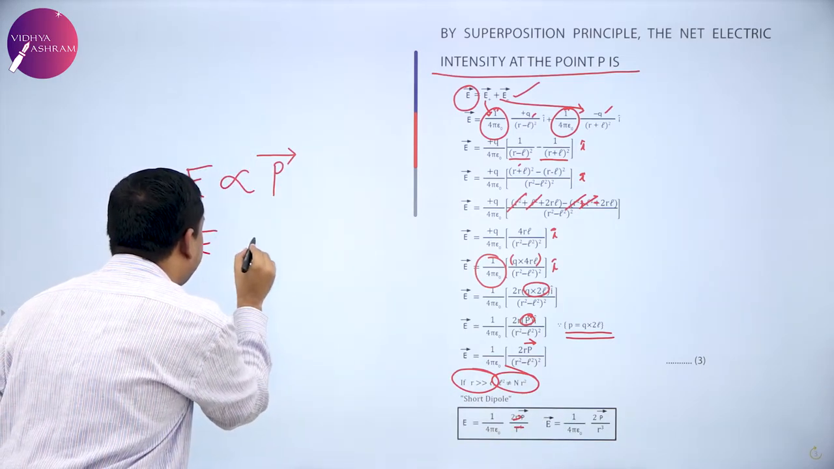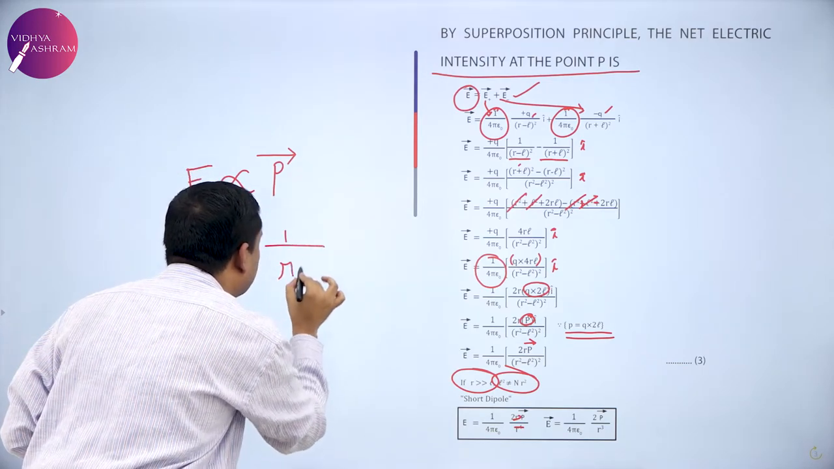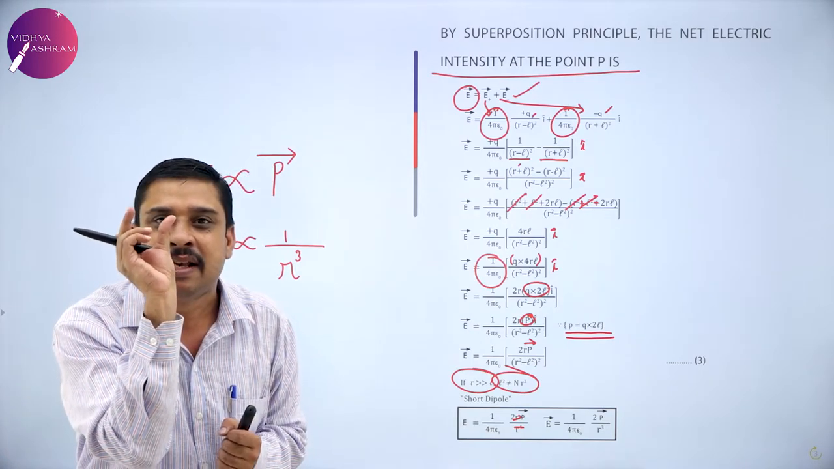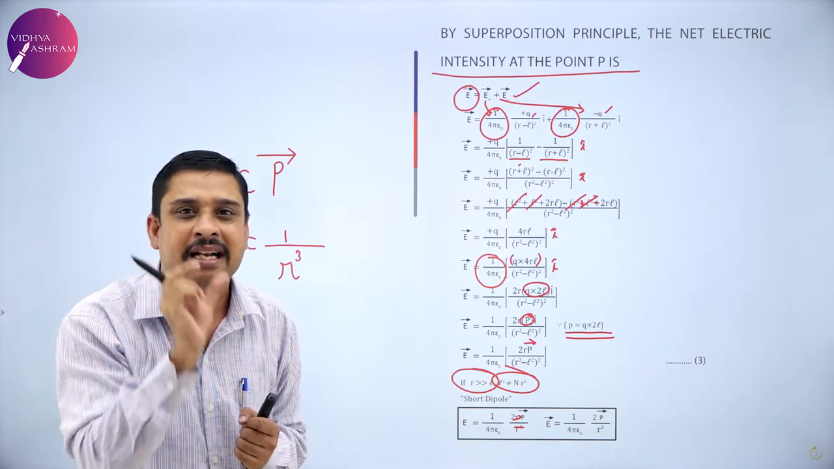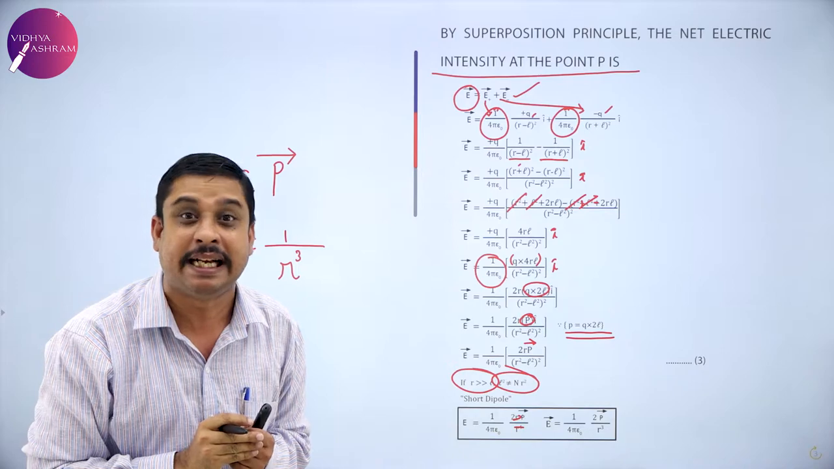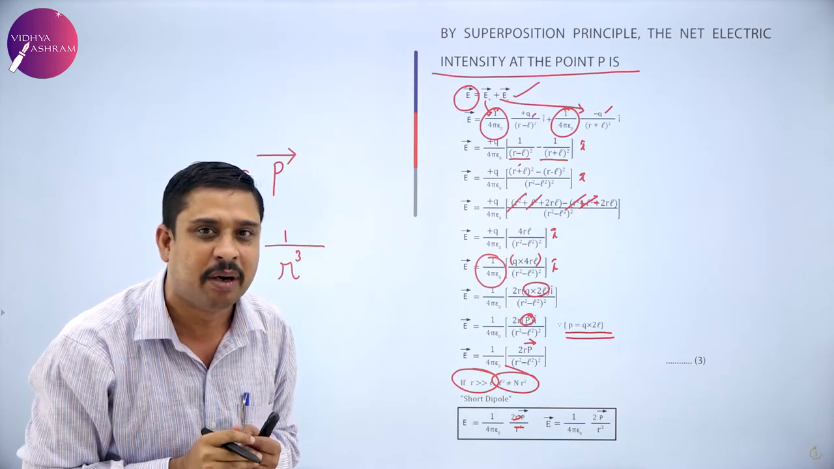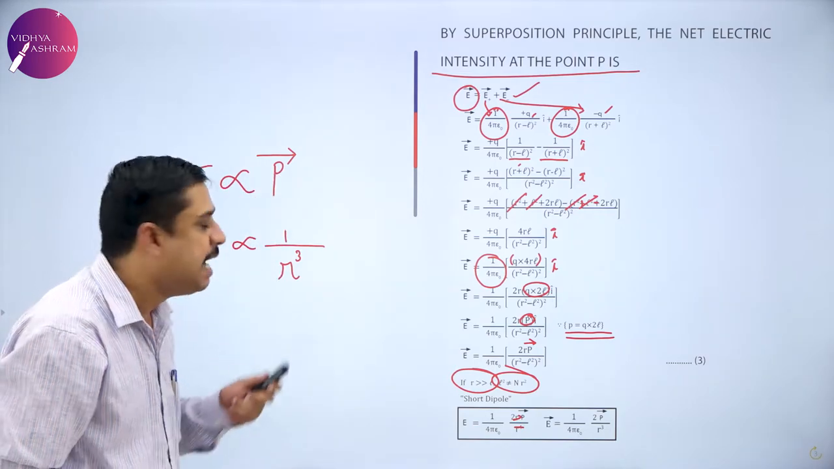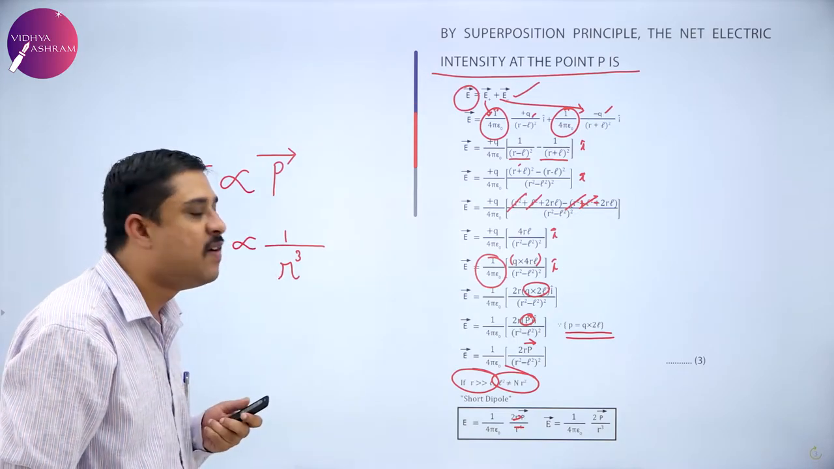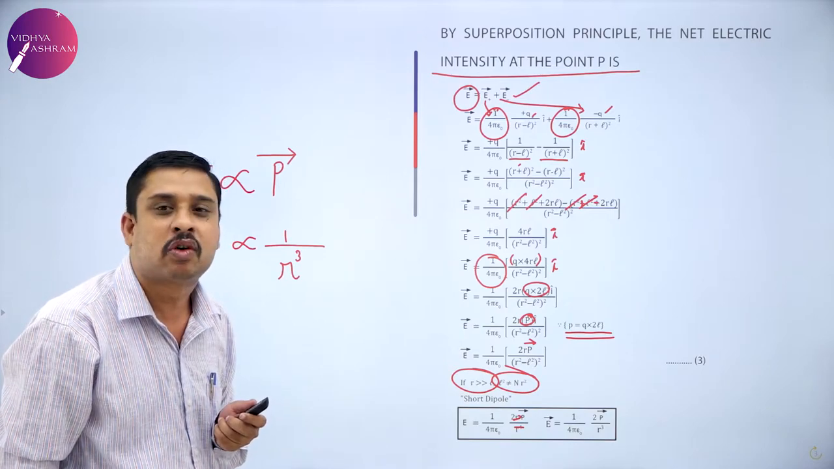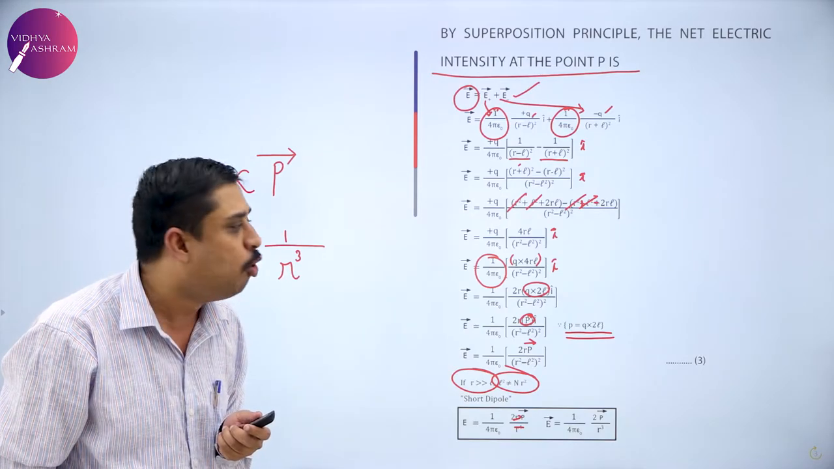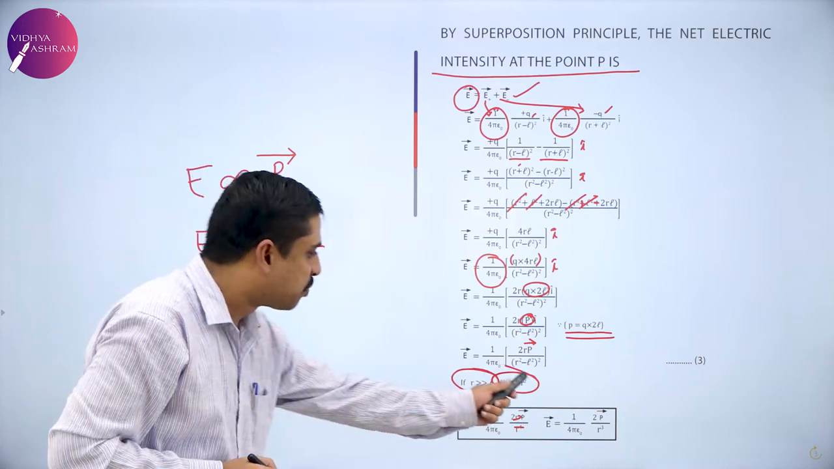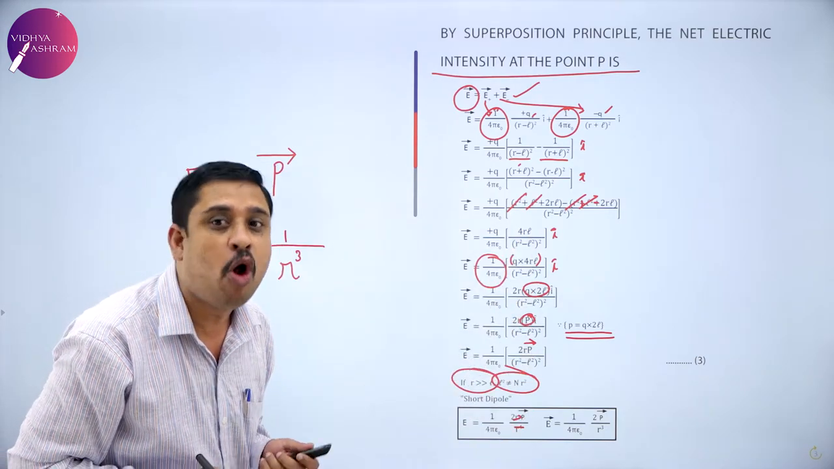And the same E is inversely proportional to the cube of the distance. As the distance between the charge and the geometrical center decreases, interaction is maximum. So E is directly proportional to the dipole moment, and the same intensity is inversely proportional to R cube, the cube of the distance. So very clearly, I can also say E is proportional to two times the dipole moment.